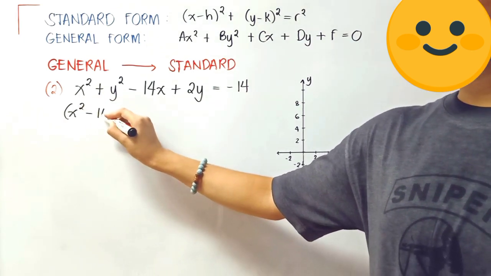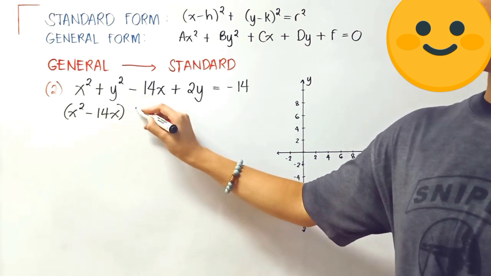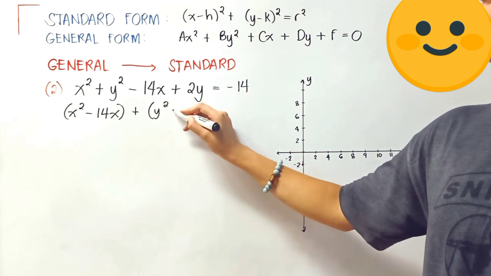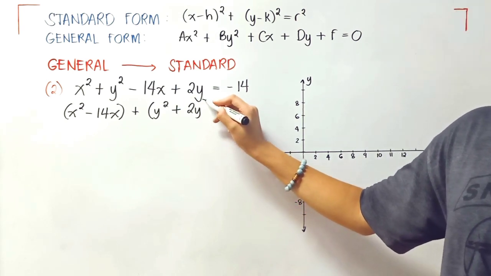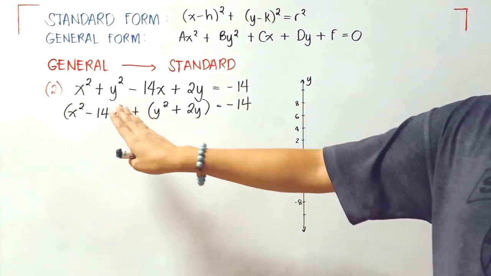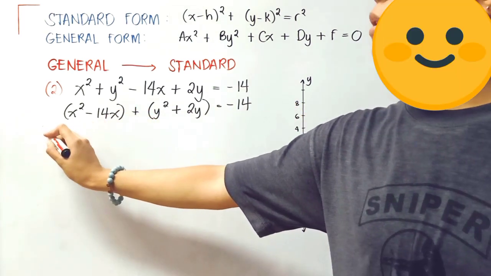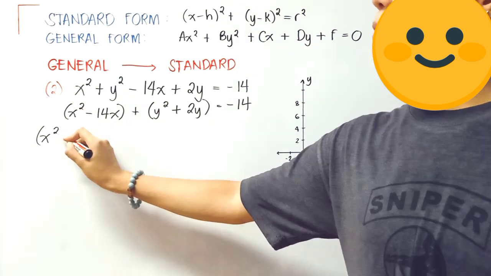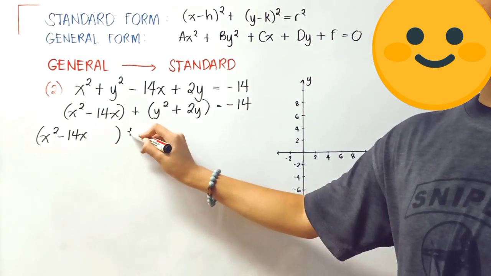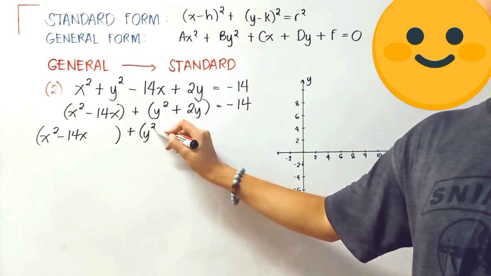We have x squared minus 14x. And then, we also have here y squared plus 2y. And then copy negative 14. Now we have to complete the square of this group. So allow me to just rewrite. And then also to this group.